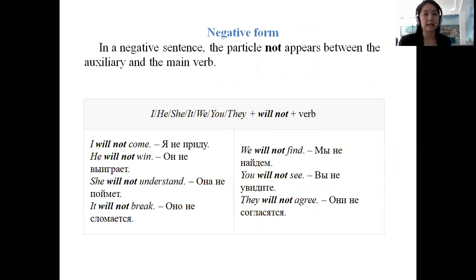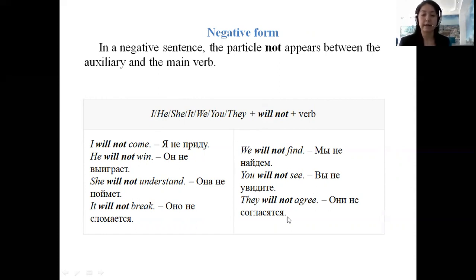Next, it is negative form, yes. In negative sentence, the particle not appears between the auxiliary verb and the main verb. Construction: subject plus will, not plus verb. For example, I will not come. He will not win. He will not understand. It will not break. We will not find. You will not see.